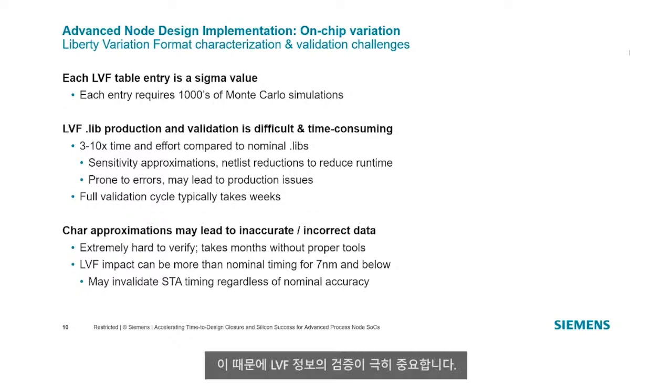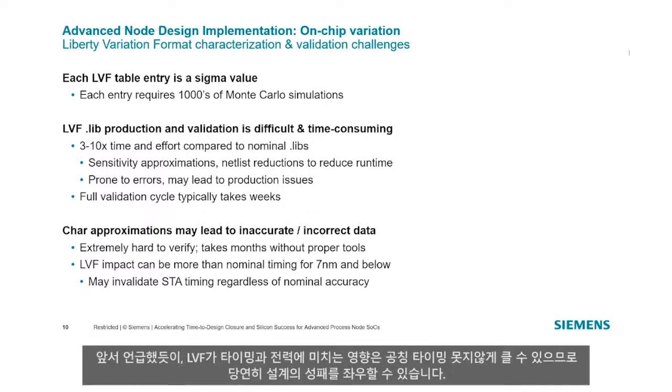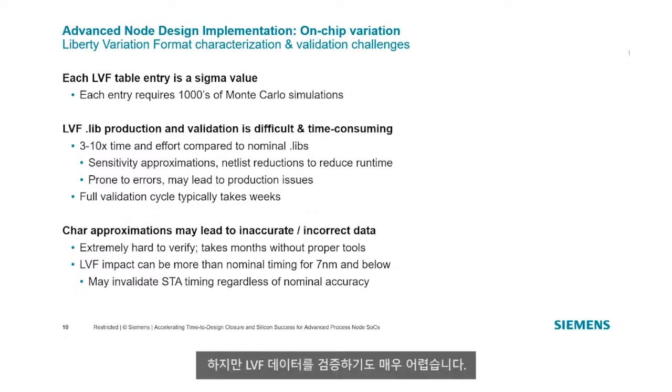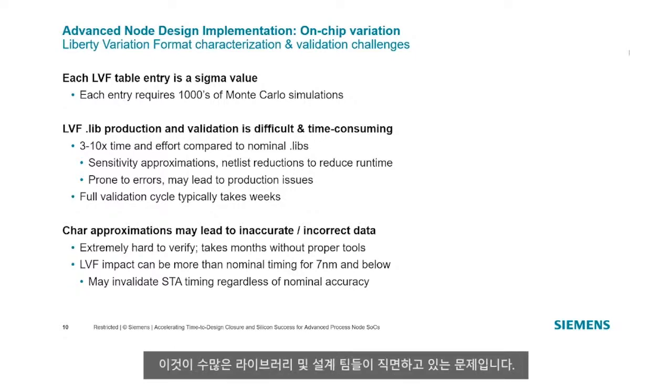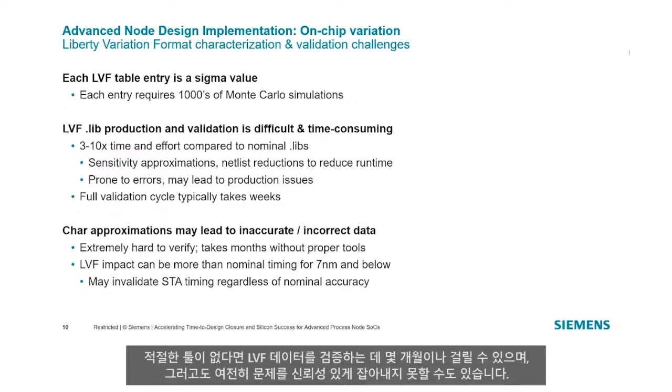Because of that, validation of LVF information is extremely important. As mentioned earlier, the impact of LVF on timing and power can be as large as nominal timing, so it can definitely make or break a design. However, it's also very difficult to verify LVF data. Since the data is statistical in nature, what is the correct reference value to validate against? This is the question many library and design teams face. Without the proper tools, LVF data validation may take months and still not catch issues reliably.